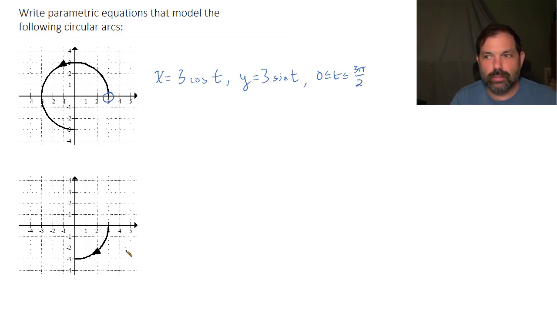Why don't you try the next one? All right, so this is still going to have a radius of 3. We're still going to use the same order of the cosine and the sine.